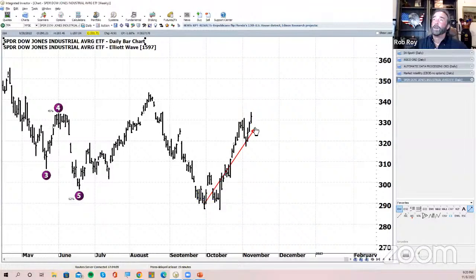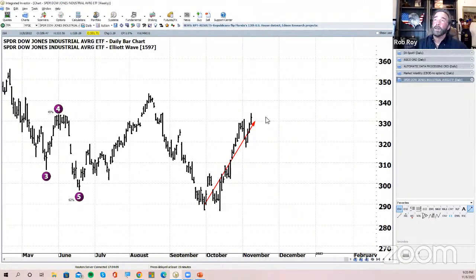This is all still one big impulse move. And what happens from here is still open to a zigzag, a triangle, or a flat. Flat is sideways. Triangle is a consolidation, so it's kind of sideways, but it means a significant break is coming. And then the zigzag is directional move.